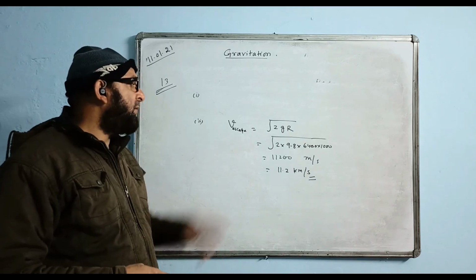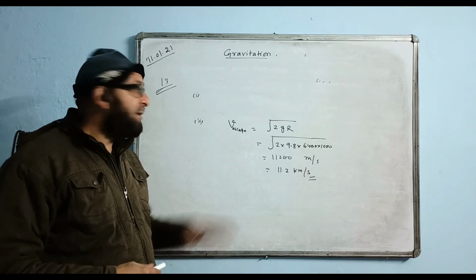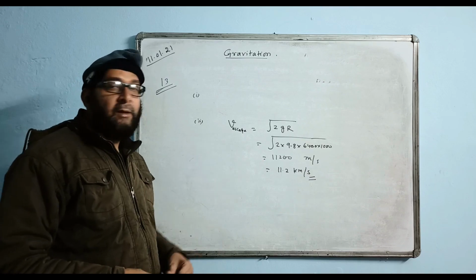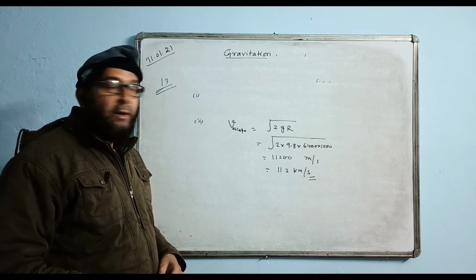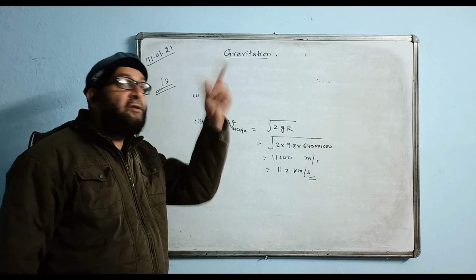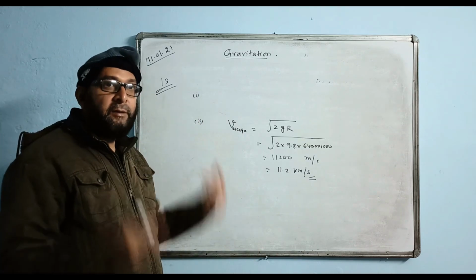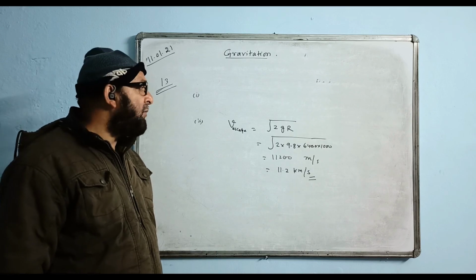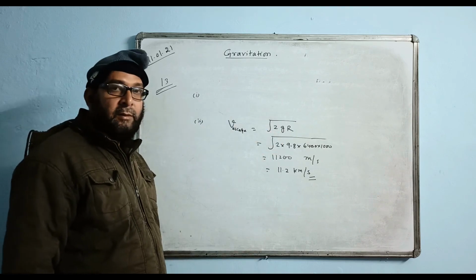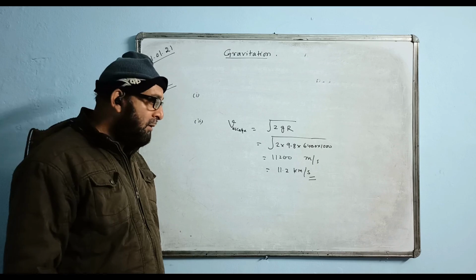I think this one we have done while we were deriving the formula of escape velocity. There only I have given the value also. The escape velocity for the surface of the moon is very small. That's why there is no atmosphere. The atmosphere escapes the moon's gravity. And the value of g is also quite less there in the moon as compared to the earth.